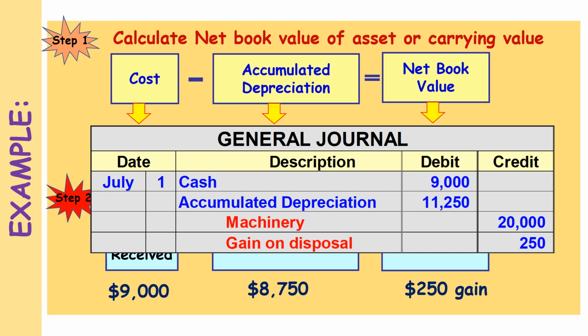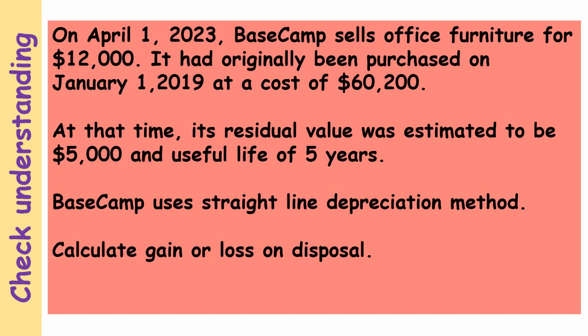Let's look at one more example. On April 1st, 2023, Basecamp sells office furniture for $12,000. It had originally purchased it on January 1st, 2019 at a cost of $60,200. At that time, its residual value was estimated to be $5,000 and the useful life 5 years. Basecamp uses the straight line depreciation method. So let's calculate the gain or loss.